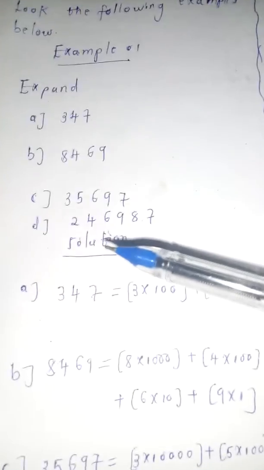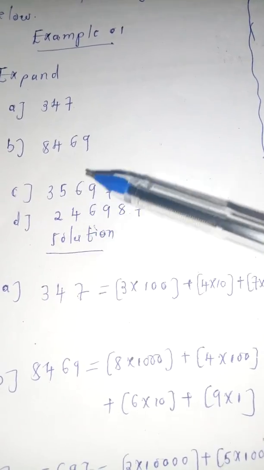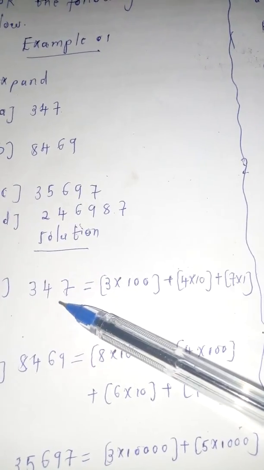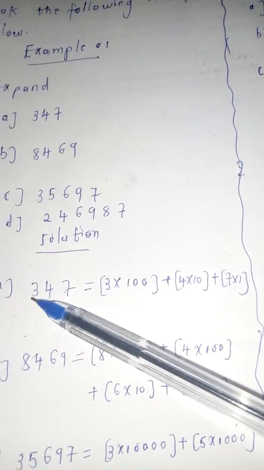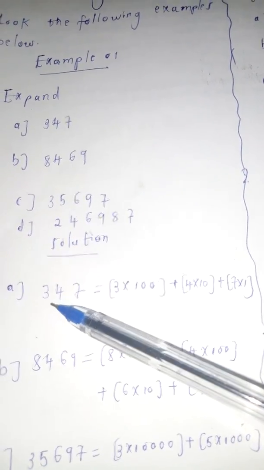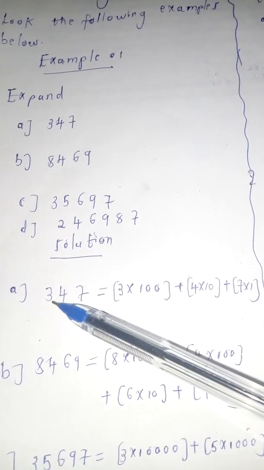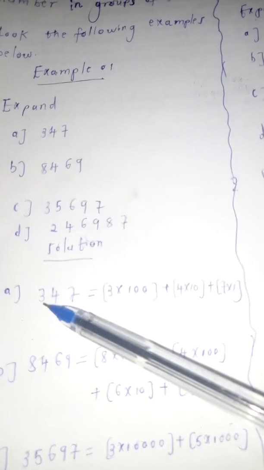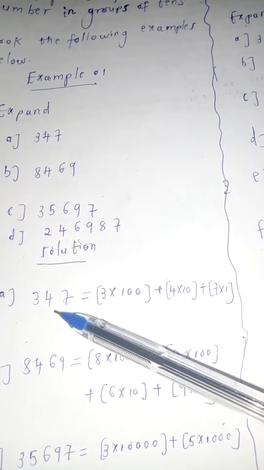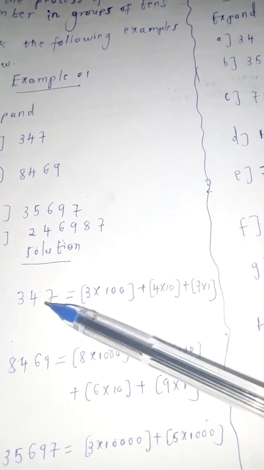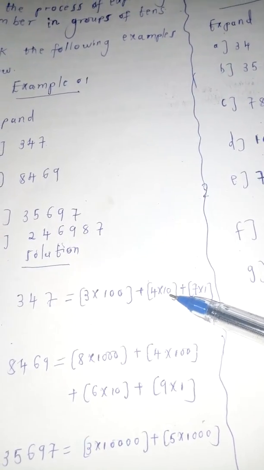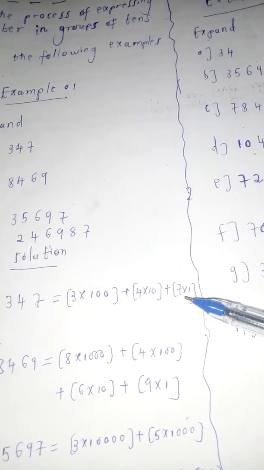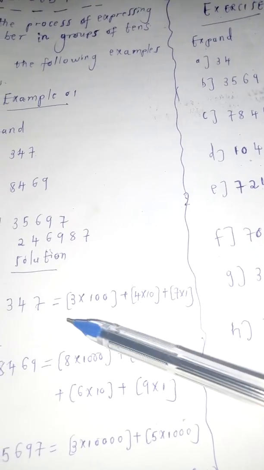So let us look at the example. Example number 1, you want to expand this one. This is 347. You just ask yourself, this is 300. 300 is obtained by what? By taking 3 times 100, you will get 300. And what about this 40? 40 is obtained by taking 4 times 10. And how do we obtain 7? 7 we obtain by taking 7 times 1.